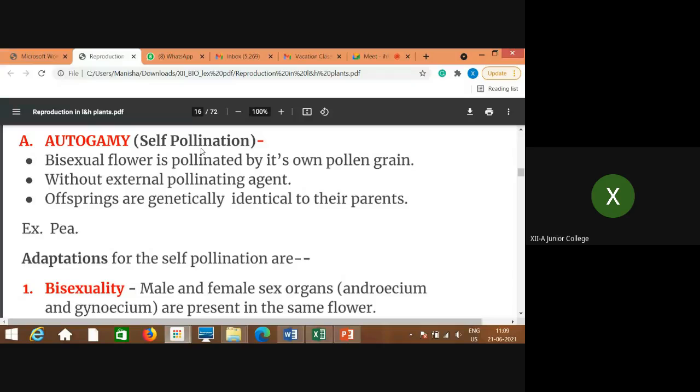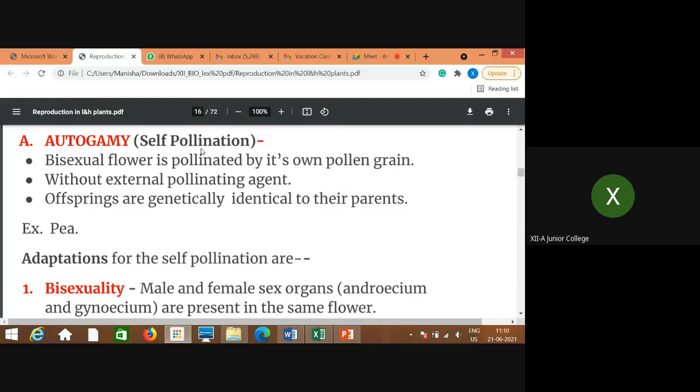The main important thing is that male as well as female reproductive organs should be present in the same flower, right? Then what is one more thing that you need to remember? Without external pollinating agent, how does it take place? Is any agent required here? Automatically, when the pollen grains mature, they fall on the stigma of the same flower. So there is no need to have any pollinating agent. Then one more important thing you need to always remember is offsprings are genetically identical to their parents. Though two different sex organs are involved, the parents are same. That means the same flower is used. So there is no change genetically. So offsprings which are produced are genetically identical to their parents.